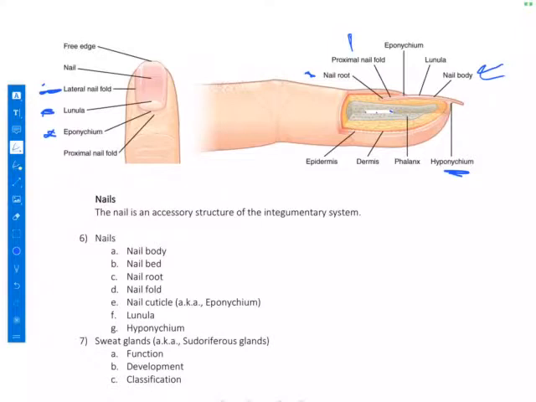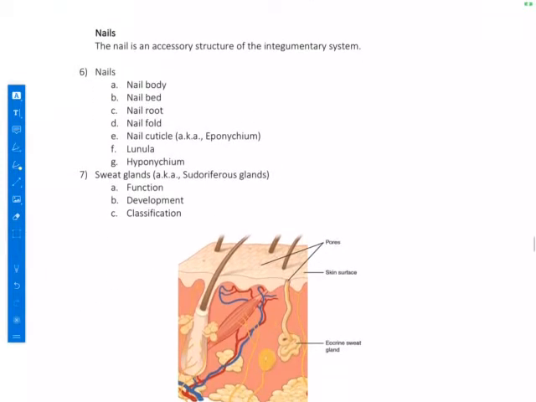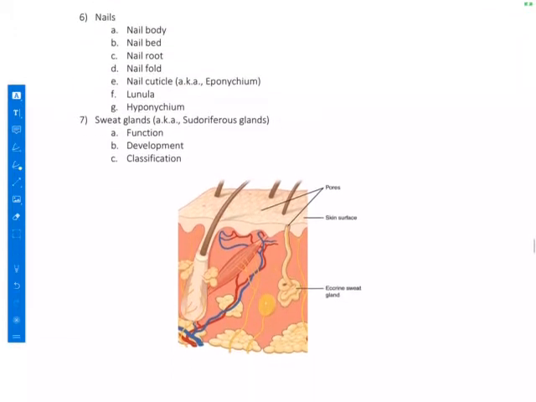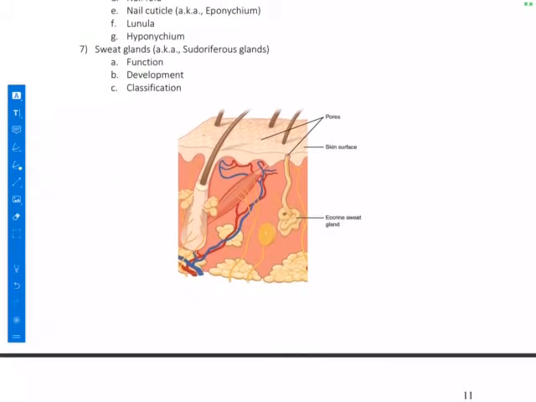Okay, so I'm going to go ahead and erase all this. We talked about the nail in not too much detail. And now I'm going to talk real briefly about the sweat glands. The sweat glands are called the Sudoriferous glands. And you'll see right here that we're looking at a picture with an eccrine sweat gland.